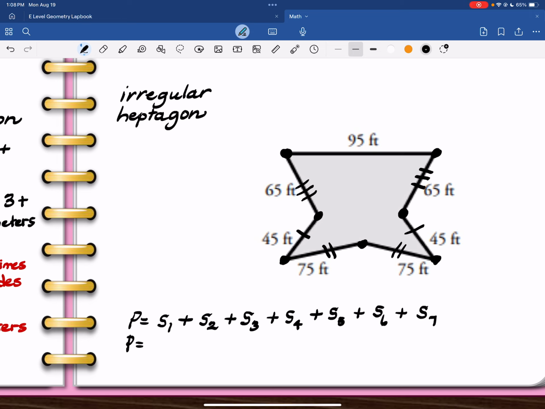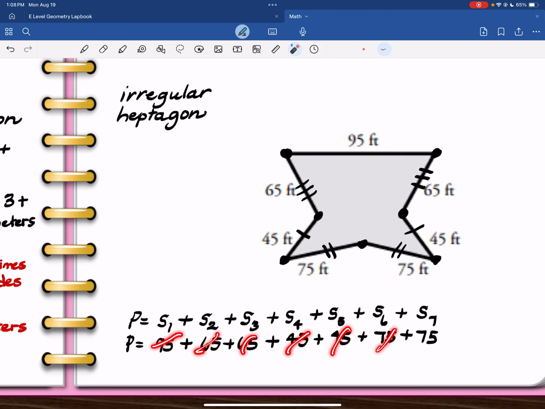So we have the 95, and then I have 2 of the 65s, and then I have 2 of the 45s, and then I have 2 of the 75s, and I need to be sure I have 7 of them. 1, 2, 3, 4, 5, 6, 7. And there is no way I'm going to try to do that. Actually, I don't have a calculator, so I'm going to have to do it.